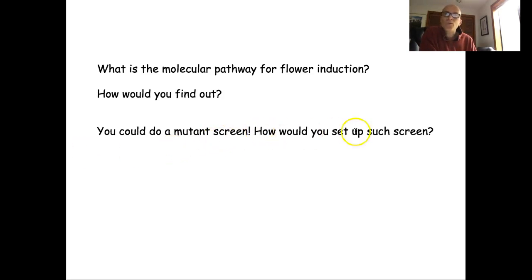But the question is, how would you set up such screens? So think a little bit about that. Maybe stop the lecture for a few minutes. Think about it. Write down a few ideas of how you would set up such a mutant screen. We've talked about mutant screens at length in class. We've come up with some ideas for certain pathways. How would you set up a mutant screen here?